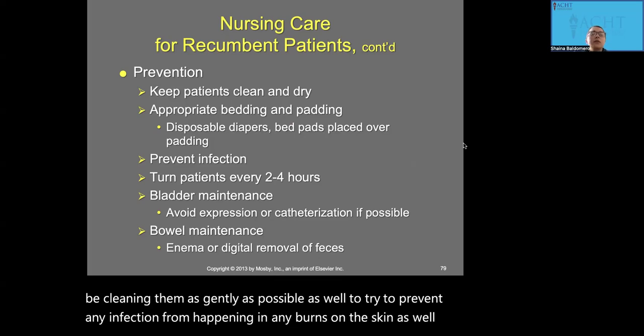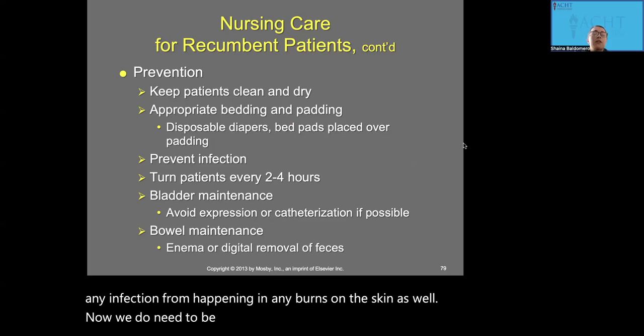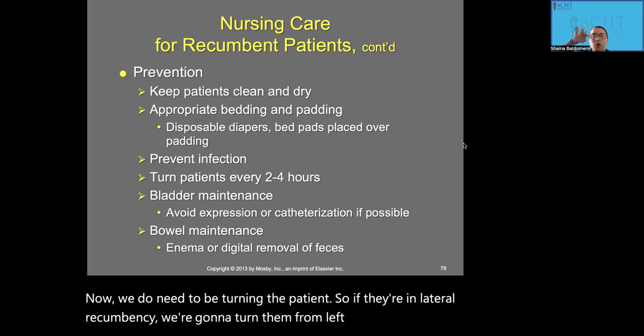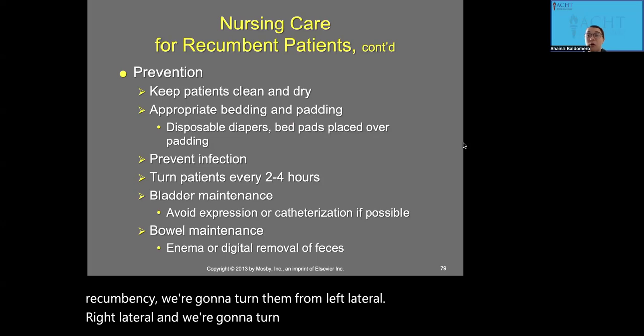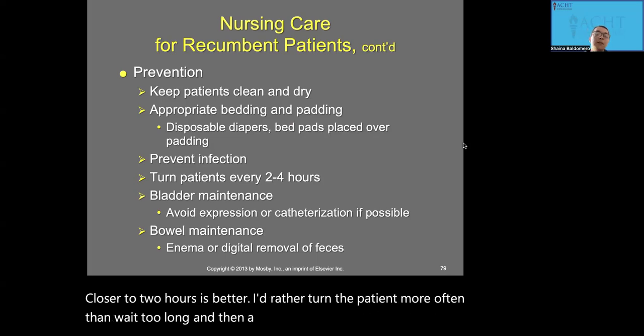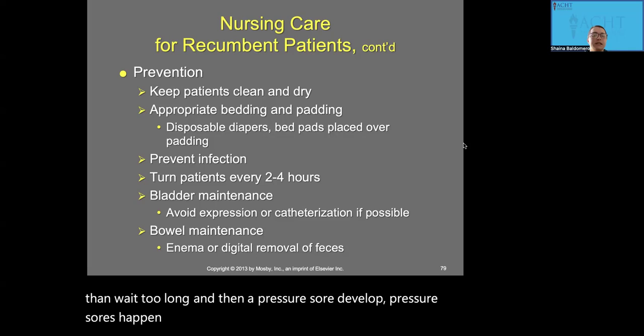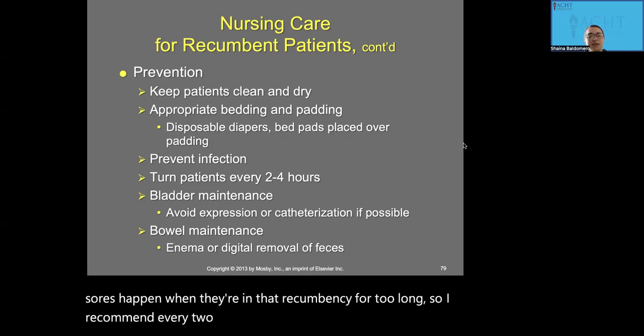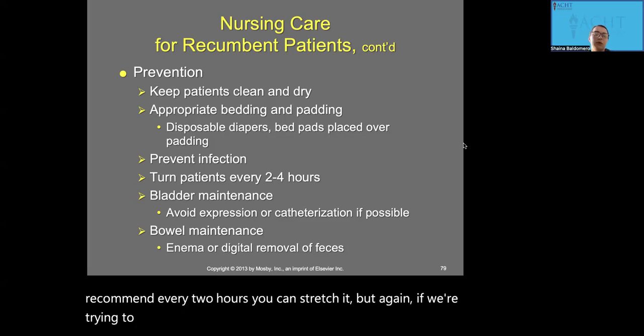Now, we do need to be turning the patients. So if they're in lateral recumbency, we're going to turn them from left lateral to right lateral, and we're going to turn them every 2 to 4 hours. Closer to 2 hours is better. I'd rather turn the patient more often than wait too long and then a pressure sore develop. Pressure sores happen when they're in that recumbency for too long. So I recommend every 2 hours. You can stretch it. But again, if we're trying to avoid those decubital ulcers, we're going to want to do it more often.